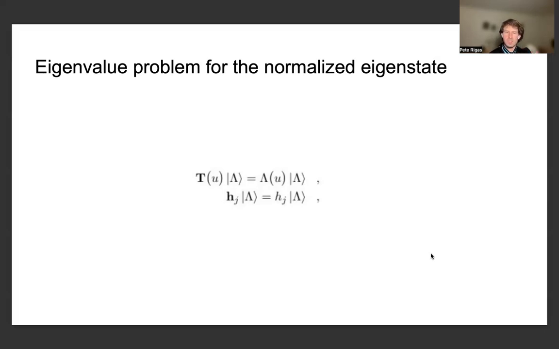Whereas for the second equation of the eigenvalue problem, we're looking to obtain another equation involving the normalized eigenstate, in which we're taking Hj up, which is applied to the normalized eigenstate, which is equivalent to the eigenvalue applied to the normalized eigenstate.